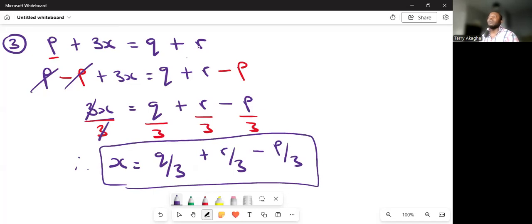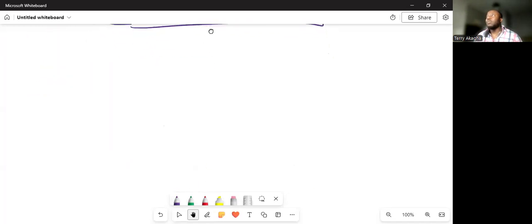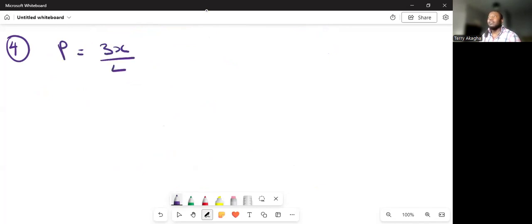Okay, so the same thing: what you do to the left-hand side, you have to do to the right-hand side. All right, let's pick another one, number 4. Let's assume we have this one here. We have P is equal to 3x divided by 4. Okay, 3x divided by 4.